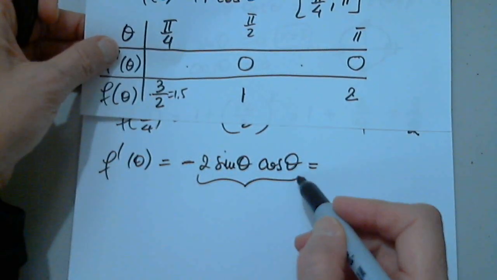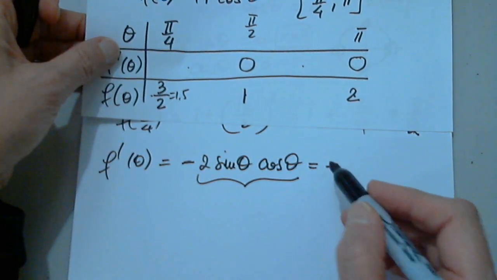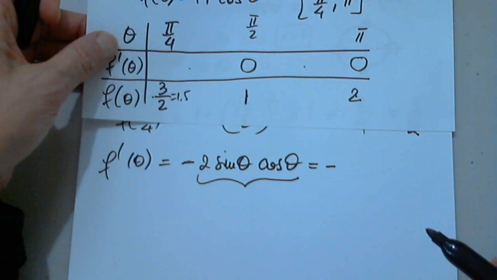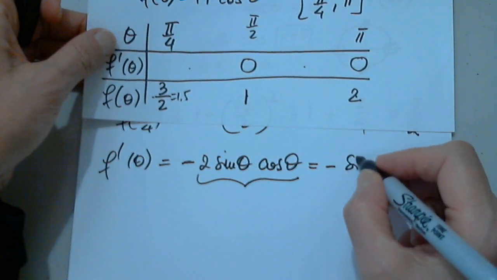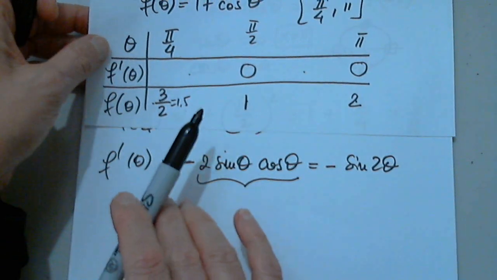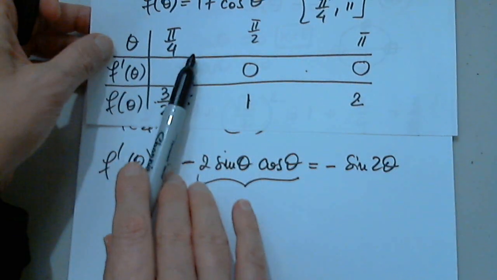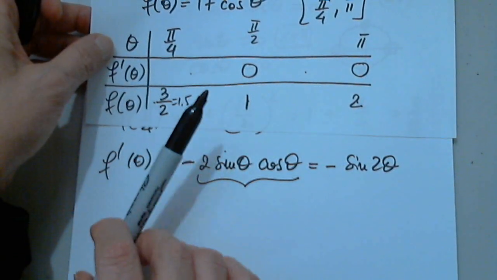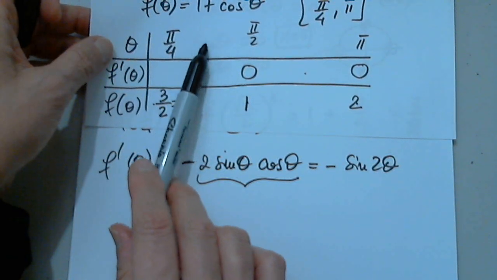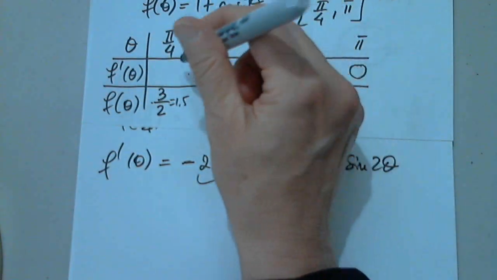Does anyone remember what this is? Anyone? Okay, sine 2 theta. If you don't remember this, we can use this, it doesn't matter. So at pi over 2, 2 times pi over 2, we already have the answer. So it's 0.